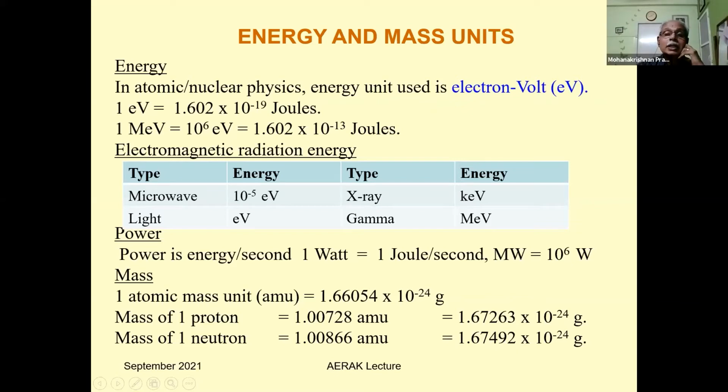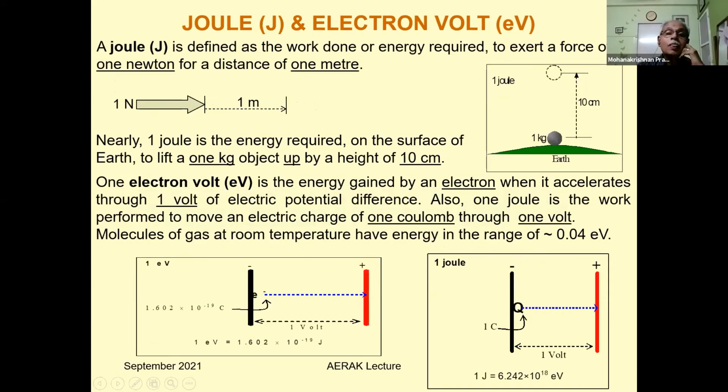To understand what a joule is, 1 joule is the energy required to lift 1 kilogram of mass by 10 centimeters. And 1 electron volt is the energy gained by an electron when it accelerates through 1 volt, because the electron is attracted to the positive terminal. So this is 1 electron volt.